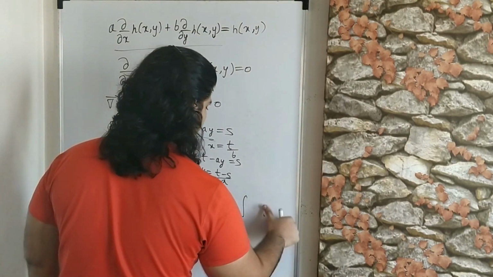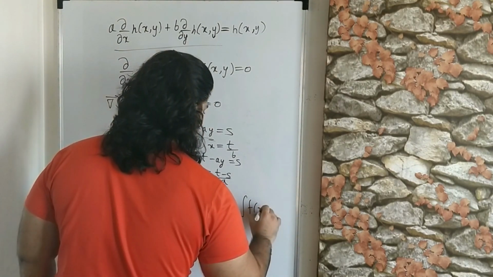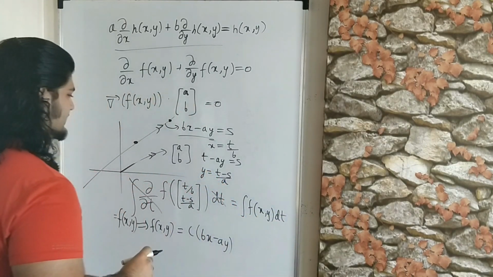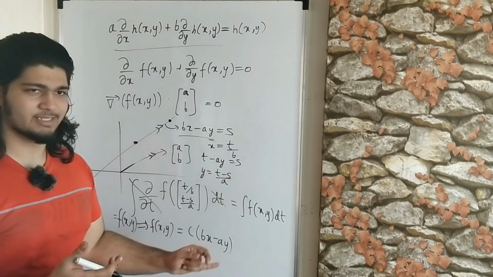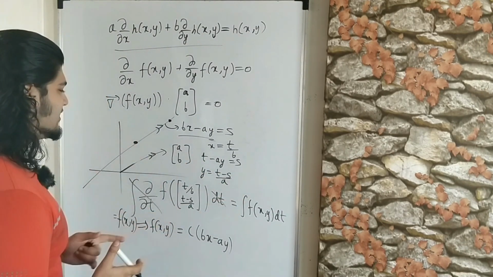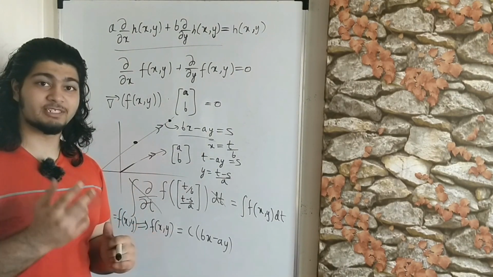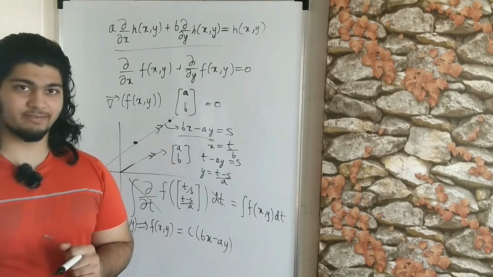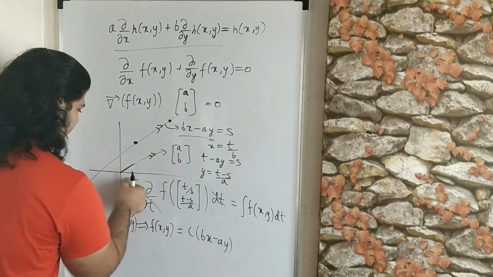So over here, instead of having integral of 0 dt, we'll have integral of f of xy dt. And of course that is not something which we can evaluate because we don't even know what f is. That's what we had to find. So what we'll do is we'll use the simple trick which we always use for separable differential equations, because if you notice, this is just a separable differential equation.